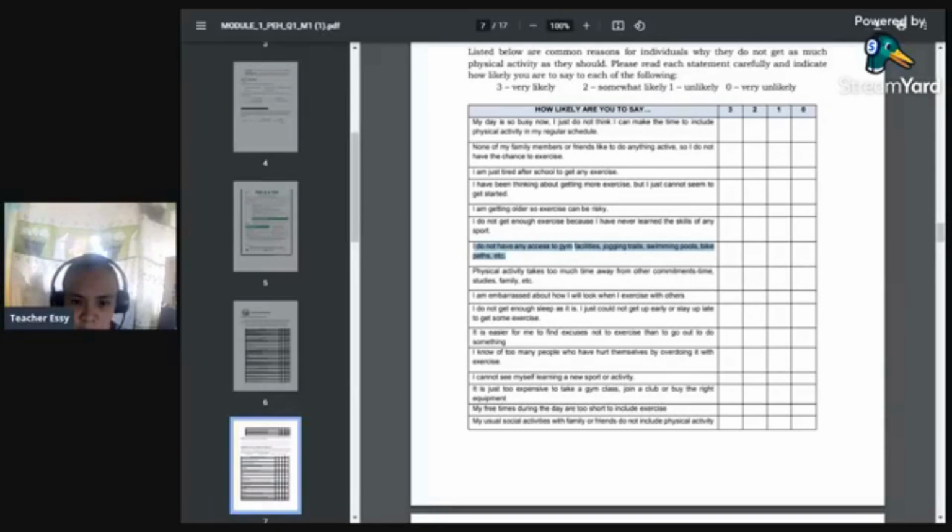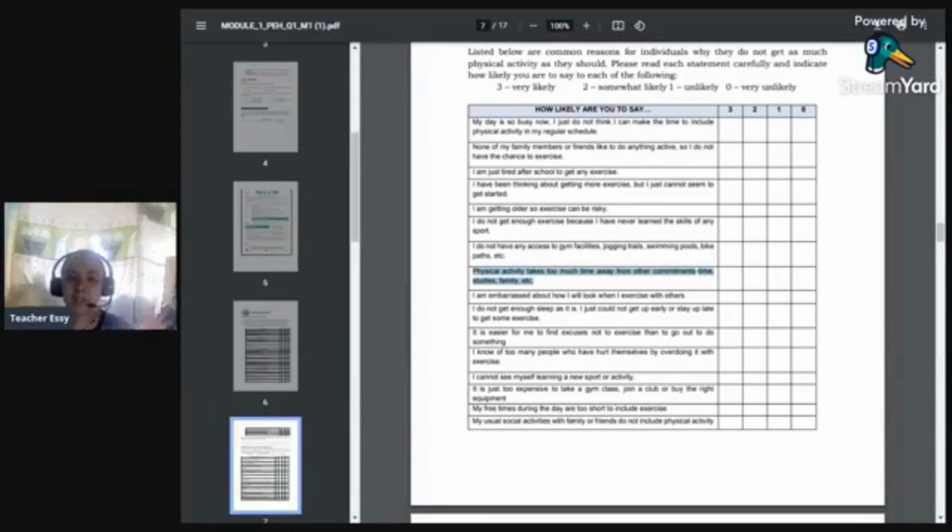That's number 7. Number 8. Physical activity takes too much time away from other commitments, time, studies, family. So, if mag-exercise ako, gagamit ako ng maraming time na dapat is for my family, dapat is for my studies.